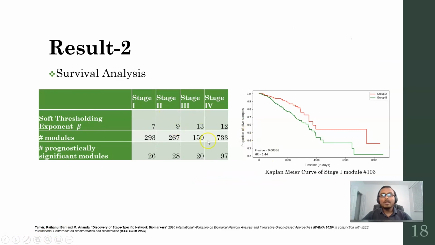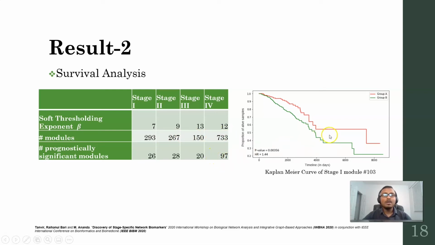So in the survival analysis, we have different numbers of modules that happen to be prognostically significant. For example, in stage 1, from 293 modules, only 26 of them happen to be prognostically significant. They passed the survival analysis test. And also, as you can see, stage 4 contributed a lot more modules than the rest of them, so they are also contributing much higher numbers of prognostically significant modules.